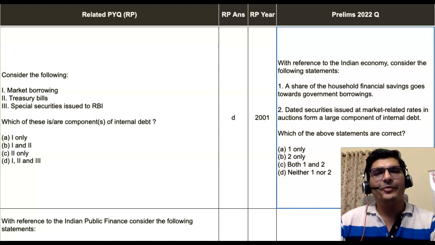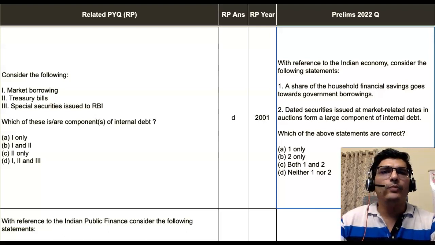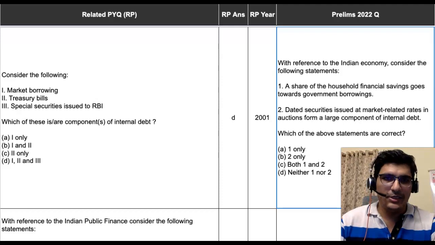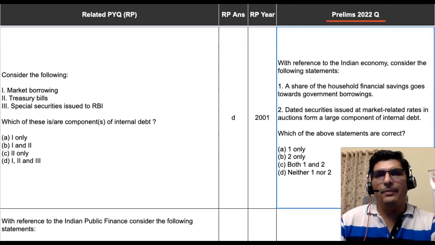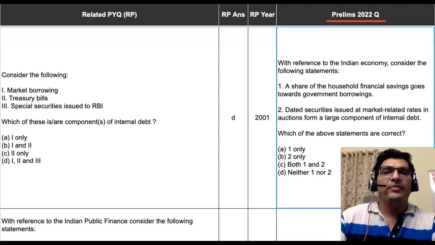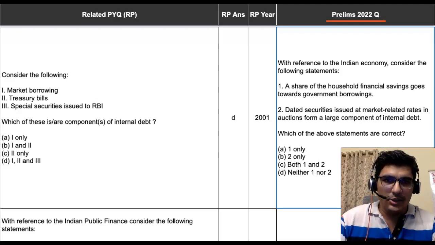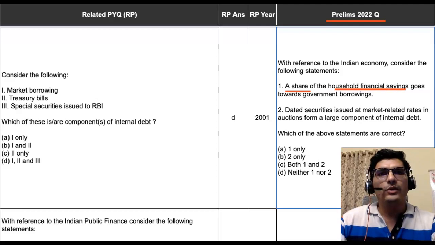Hi guys, another question of prelims 2022 can be done through previous year questions. Come to the rightmost column on your screen, the column named prelims 2022 question. The question reads, with reference to the Indian economy, consider the following statements. The first one is, a share of household financial savings goes towards government borrowings.